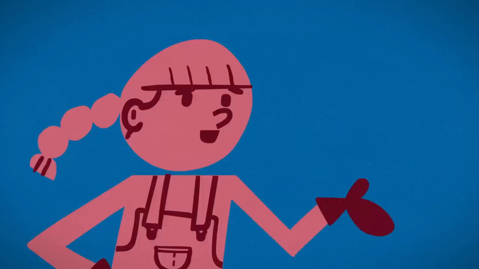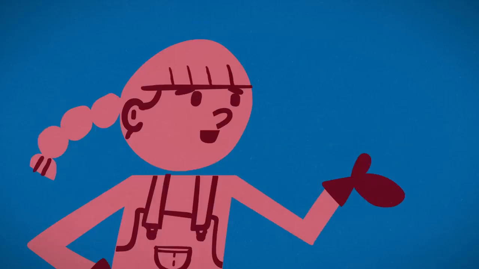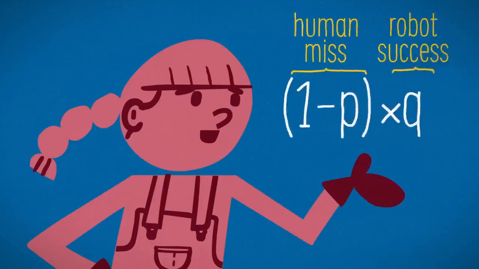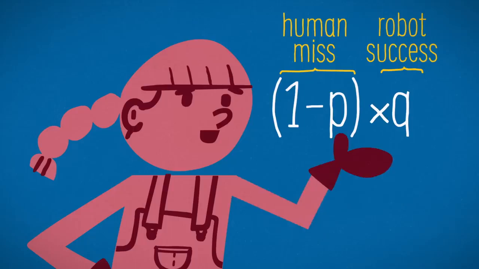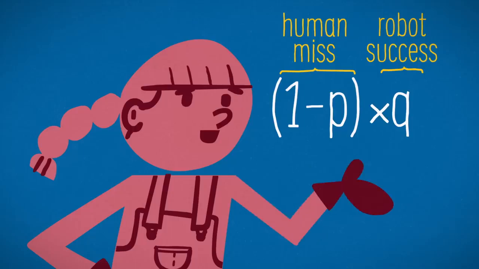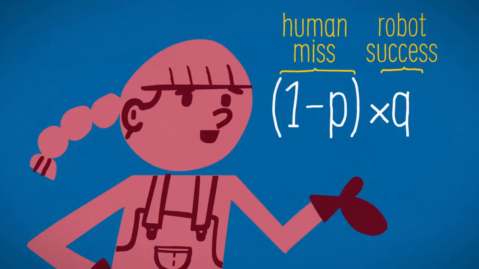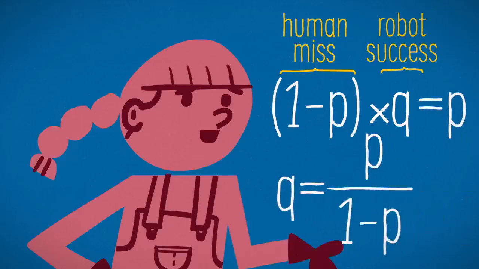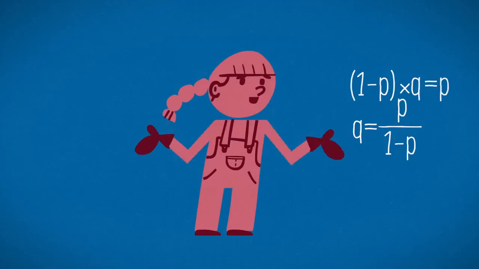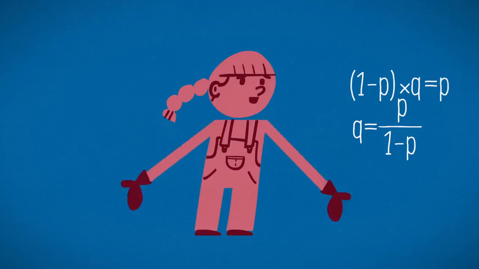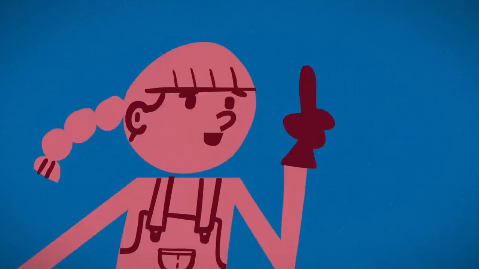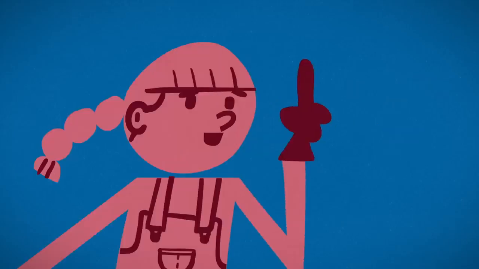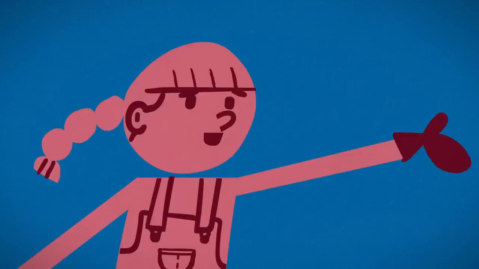We could bypass geometric series by starting with this reasoning. The robot's chance of winning in the first round is 1 minus P times Q. And so if we want that chance to match the human's first round chance, we want it to equal P, making Q P over 1 minus P. More rounds may occur, but before each round, the competitors are tied, so everything effectively restarts. If they have the same odds of winning in the first round, they also will in the second round, and so on.